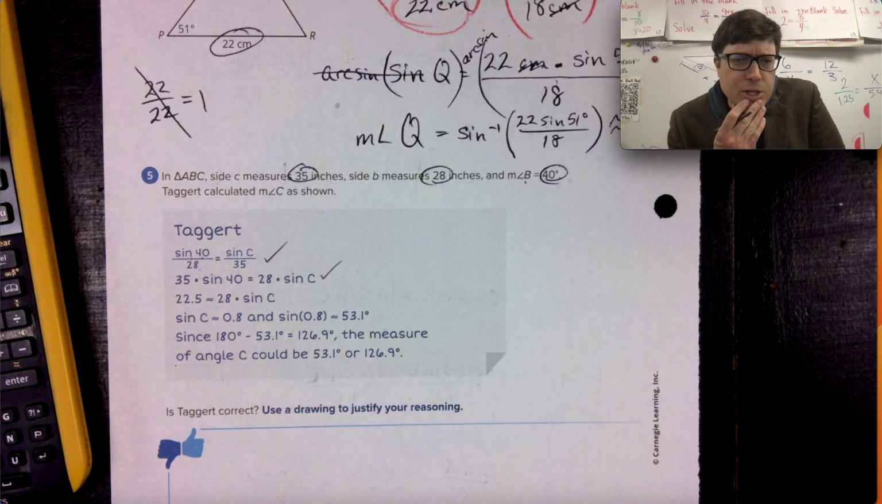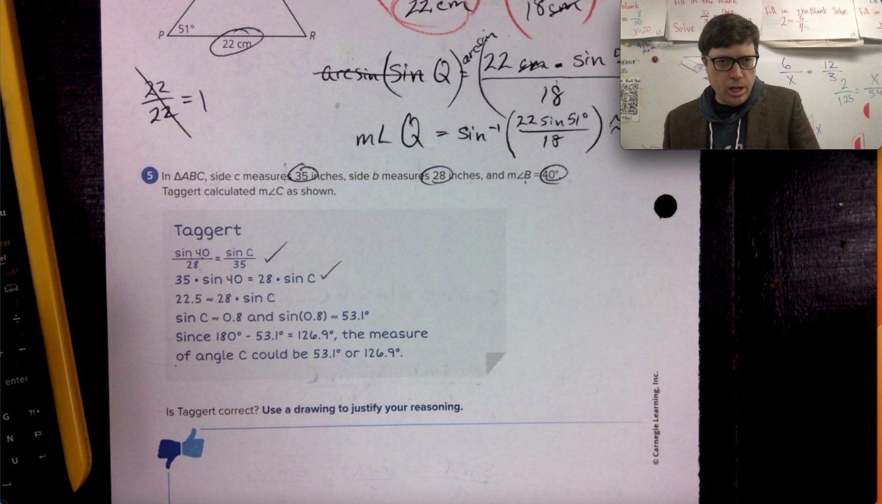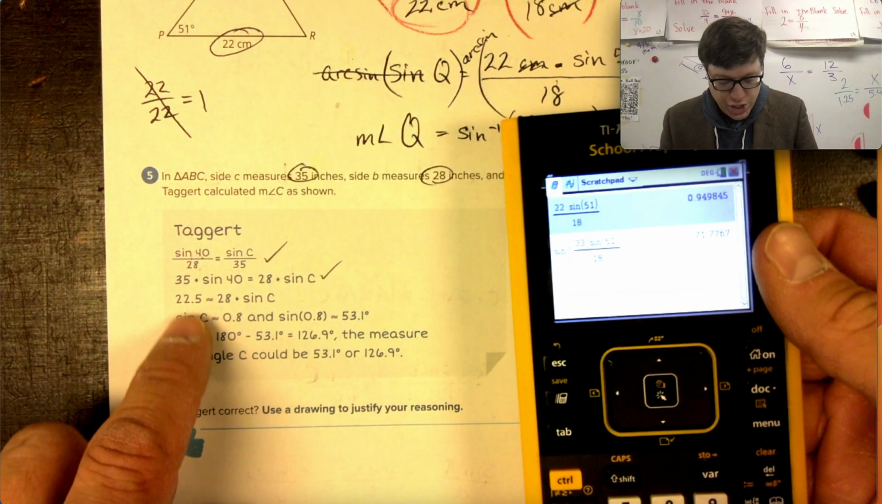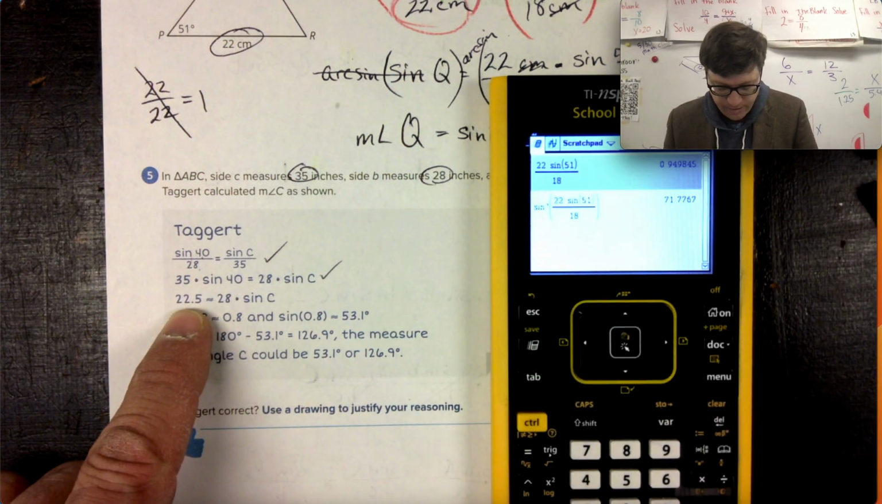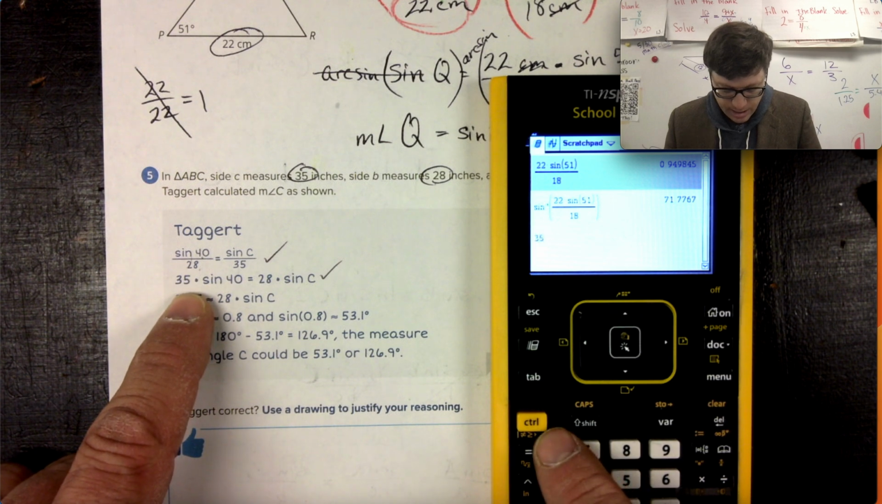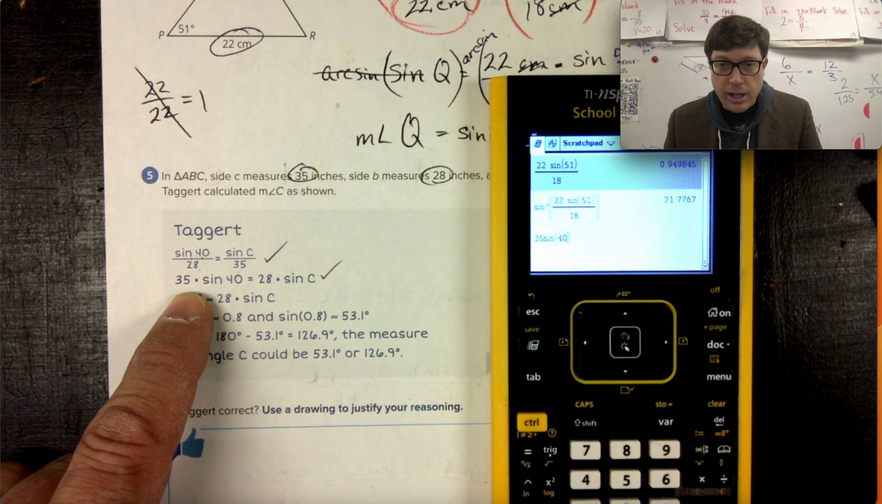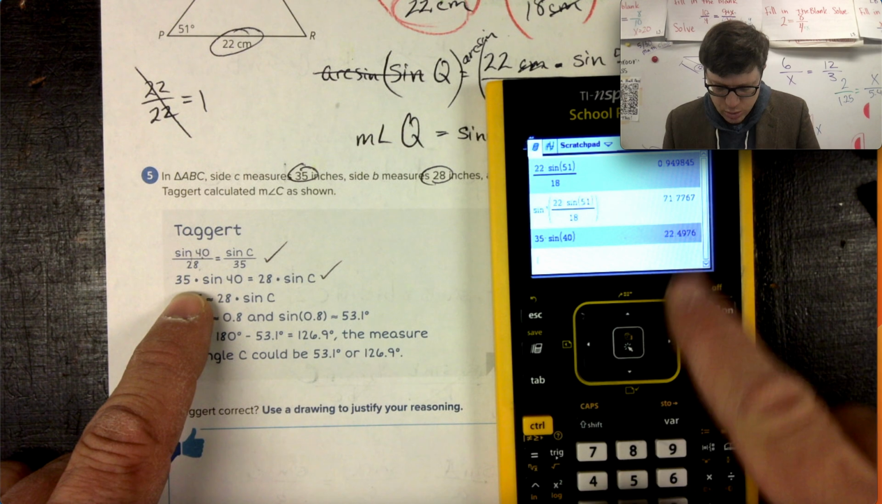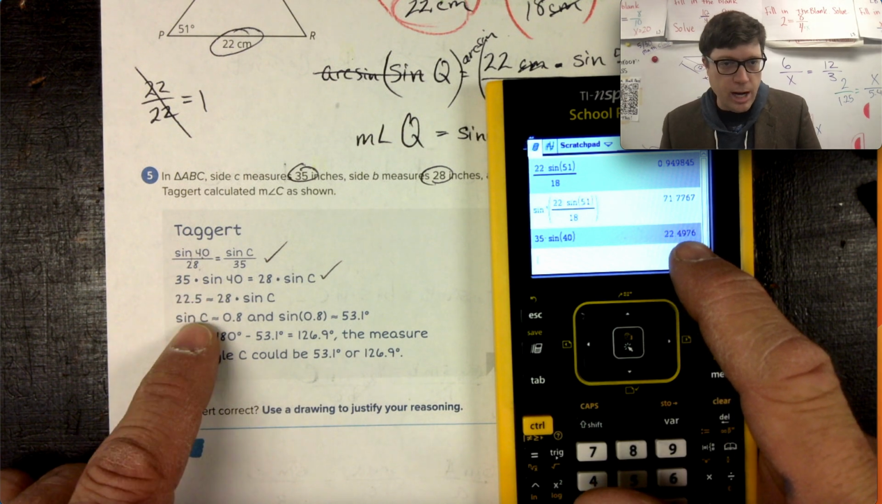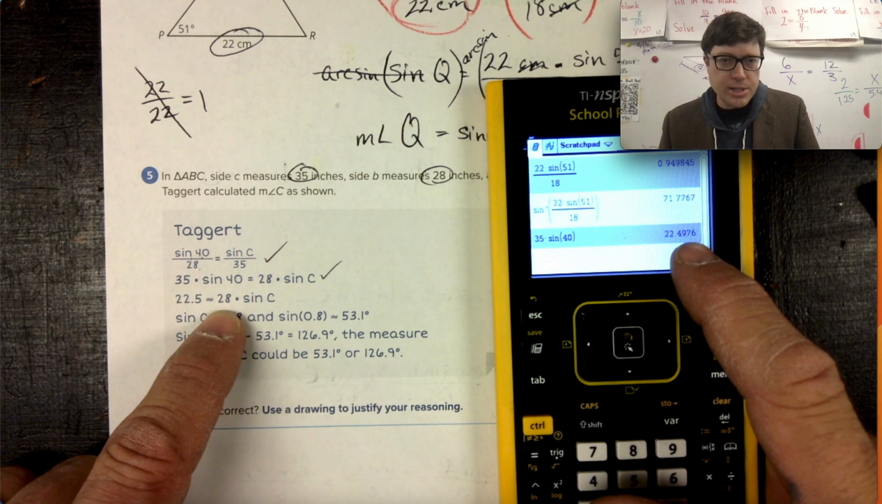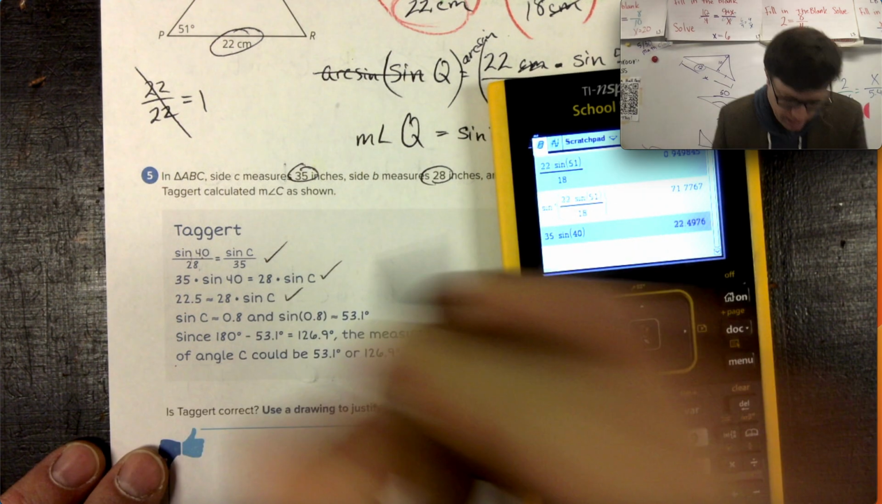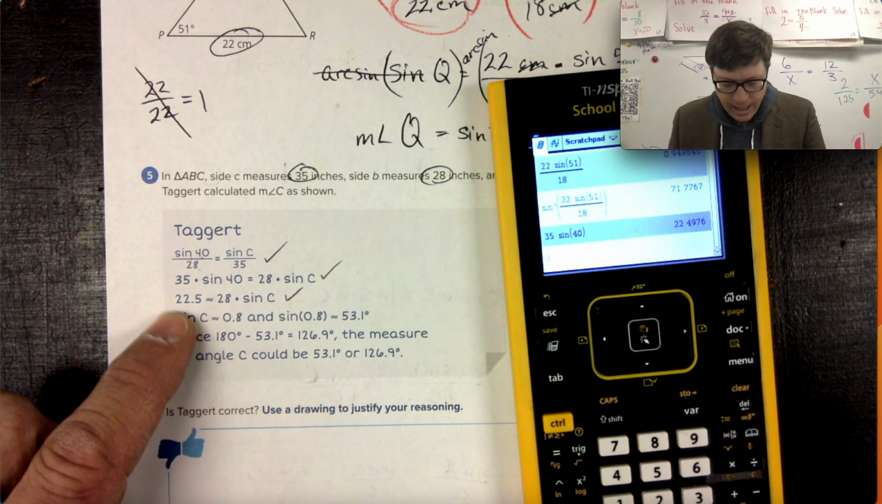Then it seems that there's some sort of calculation, like 35 times sine 40. I'm just going to check this to see if I do get 22.5. So 35 times sine 40. Yeah, that's 22.4976 to be more accurate, but they're close. The rest of this is fine. So this is okay. Now it looks like they're probably dividing by 28.